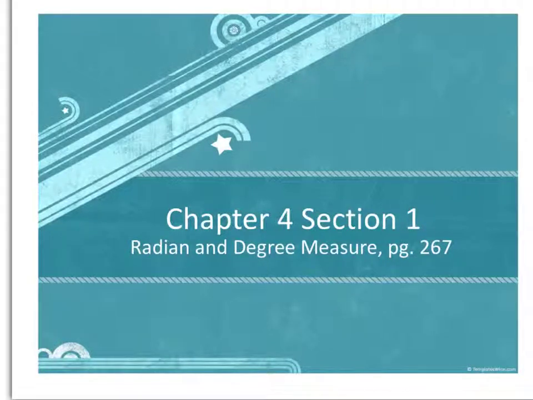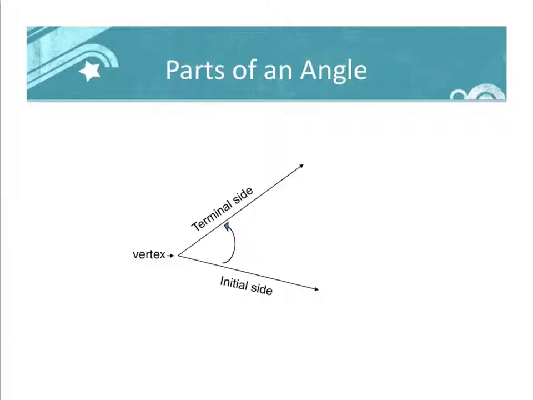Alright, so in this section we're going to talk about radians and degree math. Let's first talk about parts of an angle. A ray is a part of a line that has only one endpoint and extends forever in the opposite direction. An angle is formed by two rays that have a common endpoint. So here are my two rays, and the common endpoint here is the vertex. One ray is called the initial side, and the other ray is called the terminal side.